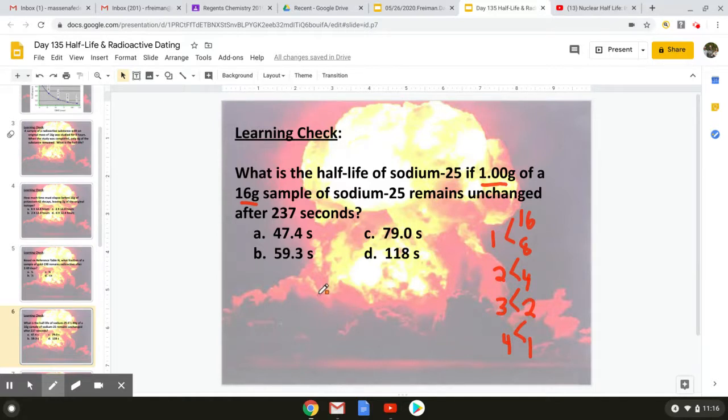So it says that the total time here was 237 seconds. So the whole time elapsed is 237. If we divide 237 by the number of half-lives that we have gone through, we will get the answer that we need. So I'm going to go to my handy-dandy calculator. 237 divided by 4 looks to me like 59.25, which rounds to 59.3, and that is B. Glad you can get those right.